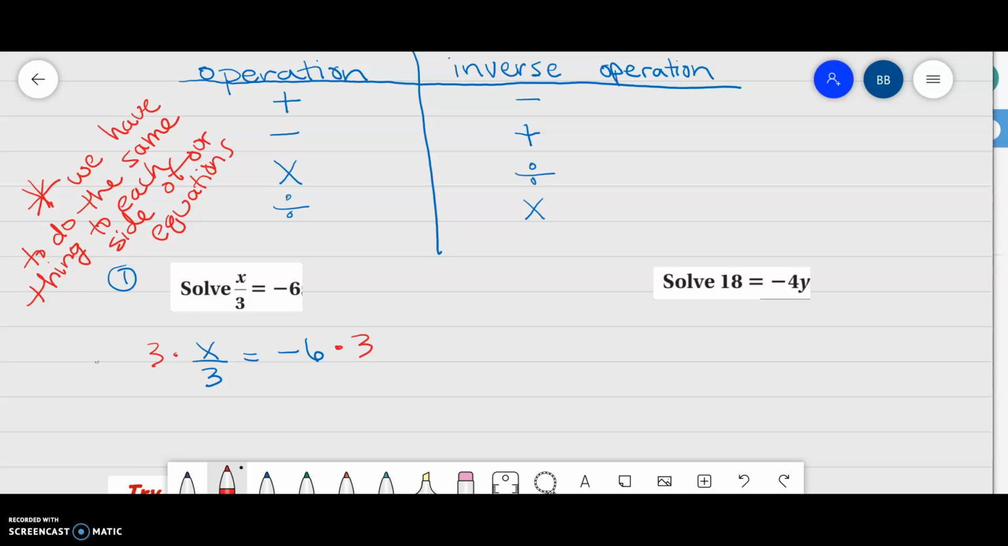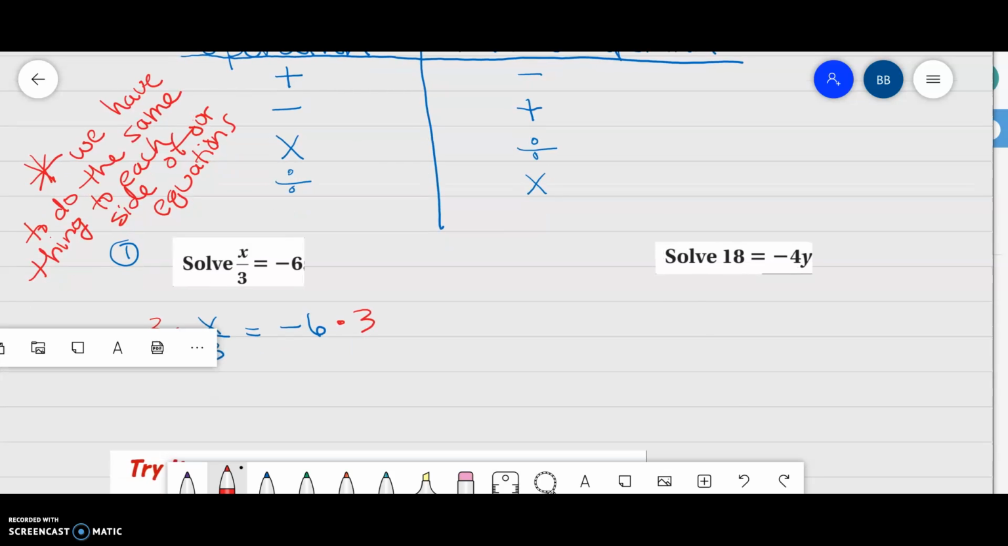And so what happens is 3 times x over 3, I can really think about this as 3x over 3, and then 3 over 3 is 1. So that goes to 1. So we've really turned, by multiplying x over 3 by 3, we've turned it into 1x. All right, and then on the other side of the equation, we have -6 times 3. 6 times 3 is 18, and a negative times a positive is a negative.